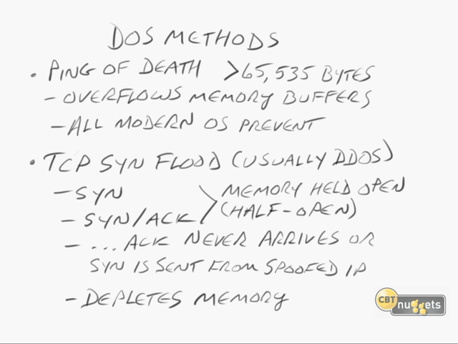Now, there are many methods for performing a denial of service attack, and we can't outline them all because they're so numerous, but here are some of the key ones that you need to know about, the DOS methods. The first one there is the ping of death. This really goes back to, I think it was the mid-90s, somewhere in there, maybe the late 90s, where there were several operating systems that were vulnerable to this.